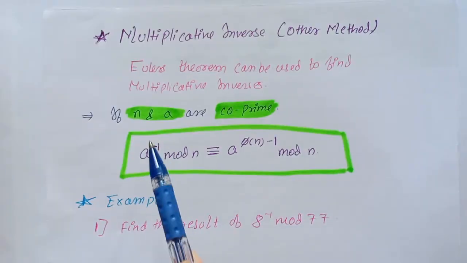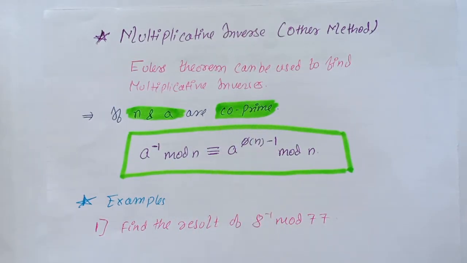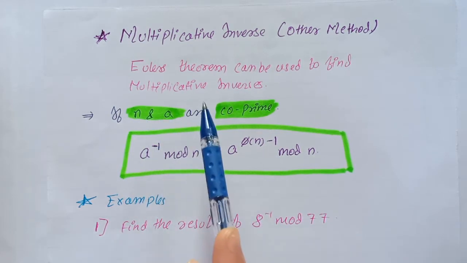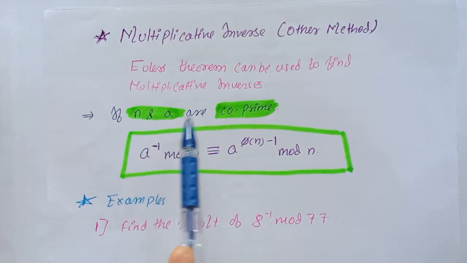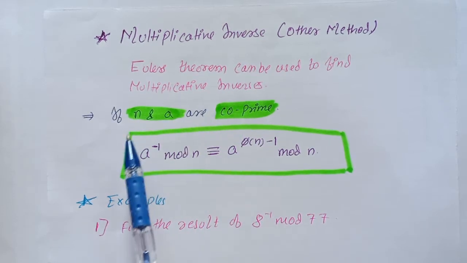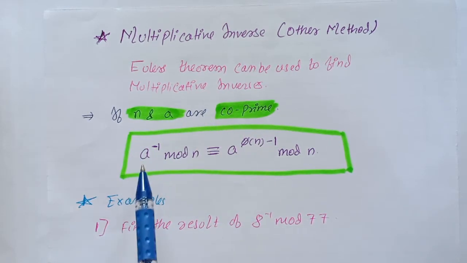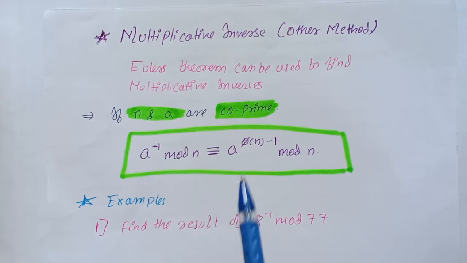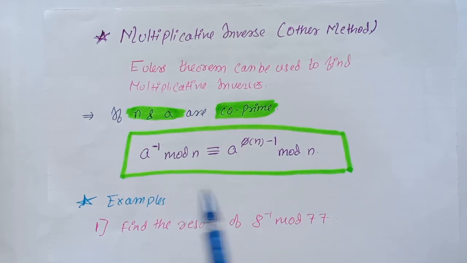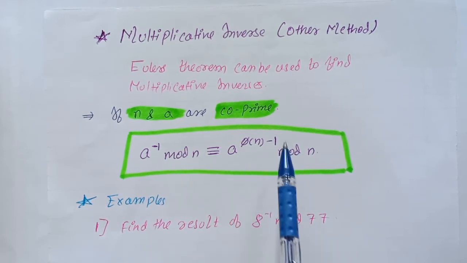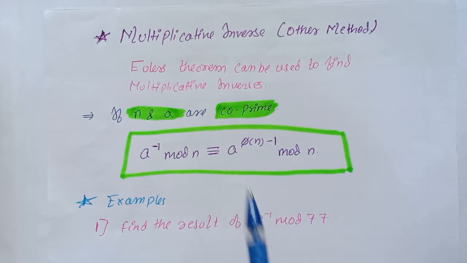So let's start with multiplicative inverse. This is another method. The previous method which we saw was the extended Euclidean algorithm to find the multiplicative inverse. But this is a simpler method and it uses Euler's theorem to find the inverse. It says that if n and a are co-prime, so here the condition is that n and a should be co-prime, then a inverse mod n is congruent to a raised to phi n minus 1 mod n. So here also we need to find phi n, and after that we can solve this to get the answer.